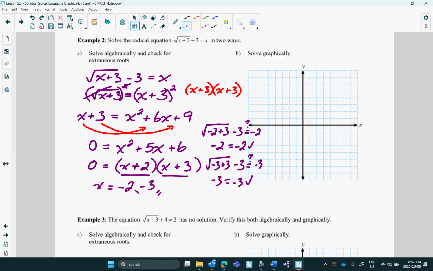How do I solve it graphically? Graph each side of the equation. You don't have to move anything. Keep the left side as it is. Keep the right side as it is. So graph each side, see where they intersect. Because I already solved it, they should intersect when x is these two values.